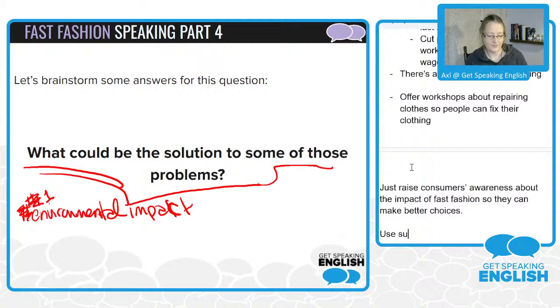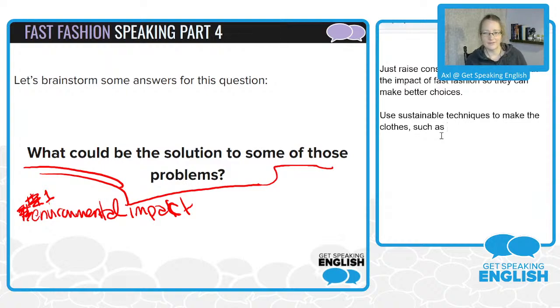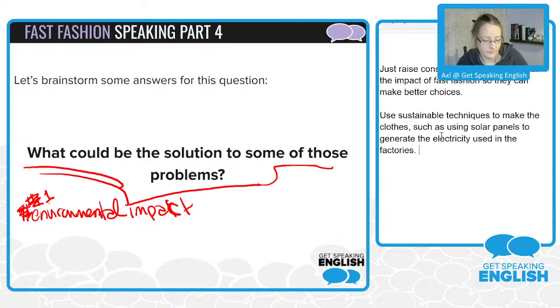Use sustainable techniques to make the clothes, such as using solar panels to generate the electricity used in the factories. Yeah, definitely. That's definitely a really good idea, right?